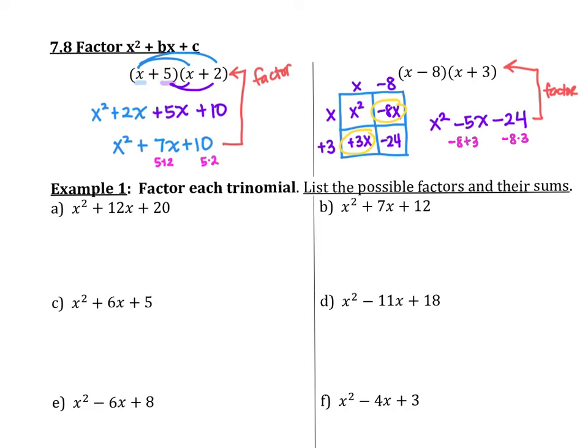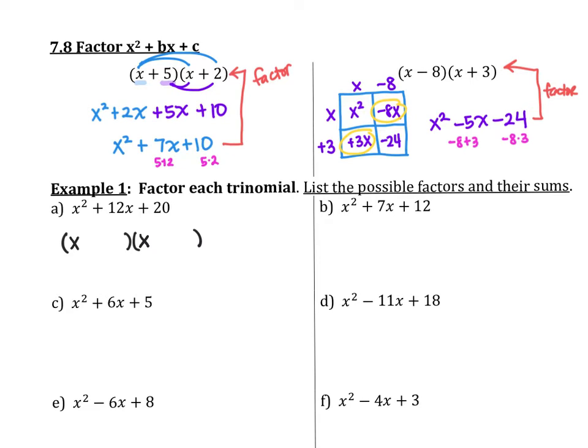So for example 1, we're going to factor each trinomial. We're going to list the possible factors and their sums, and then we're going to get the nice little answer. So I have x squared plus 12x plus 20. I want to turn it into something like this. Okay, to start off, because this is an x squared here, it must have been an x times an x. So I'm going to fill that in. I'll leave the signs for later.